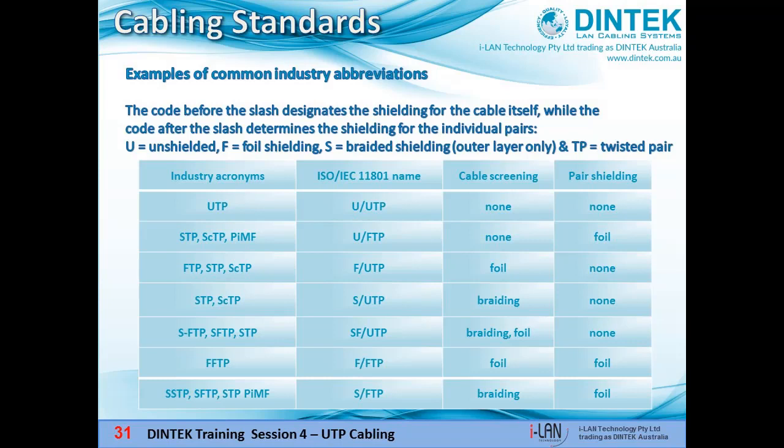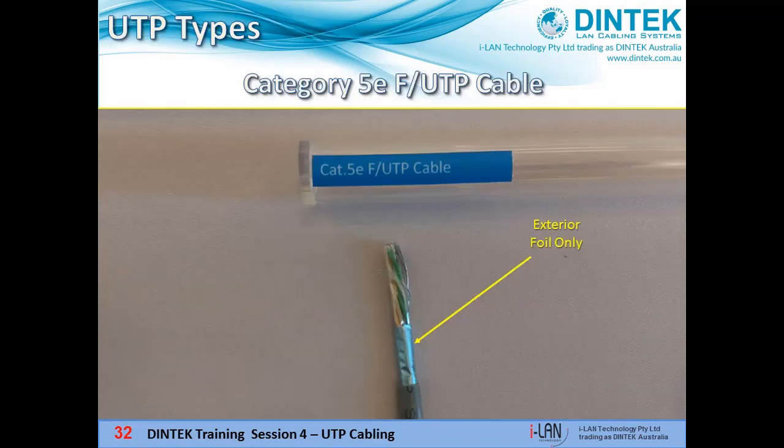Cat7 and up is always a shielded foil wrapped twisted pair cable due to the higher frequencies that they're supposed to support. Now for a few examples of some screened cables. Here we have some Cat5e FUTP cable.